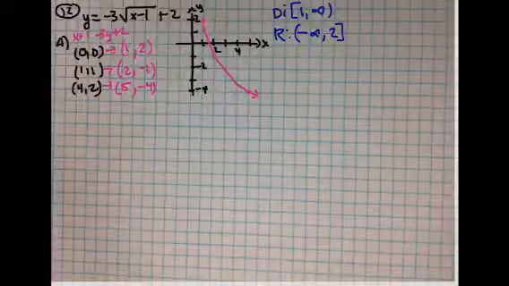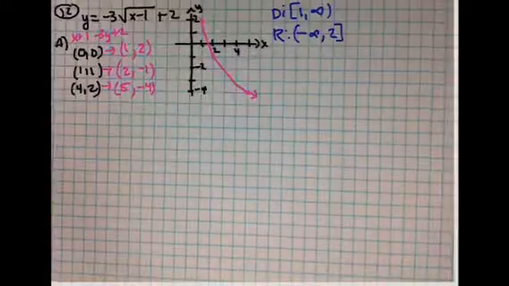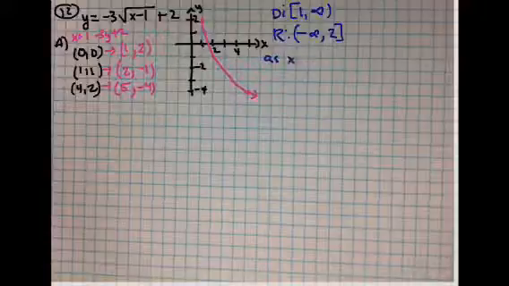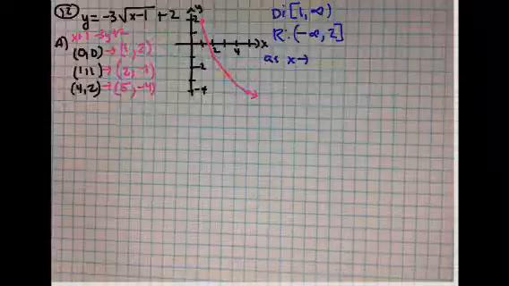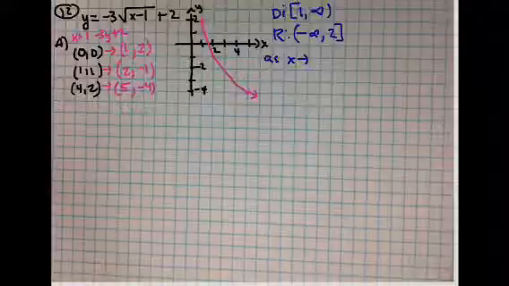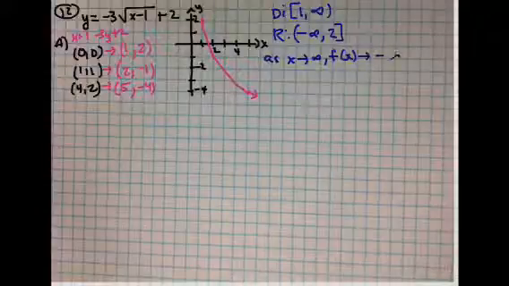For end behavior, we say as x gets bigger, because notice how it's going to the right, it's going down and to the right. So we say as x goes to infinity, the y, or f of x, goes down, goes to negative infinity.